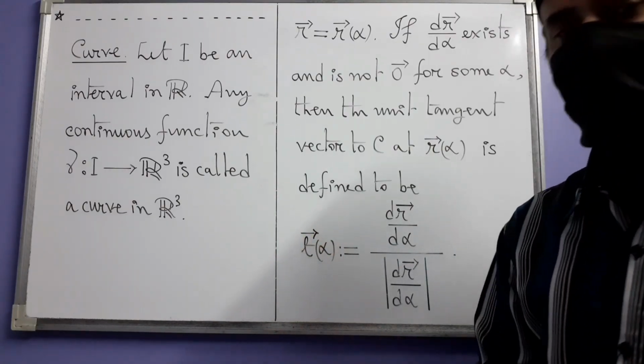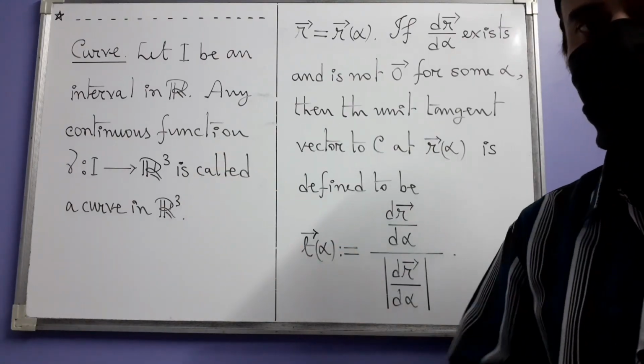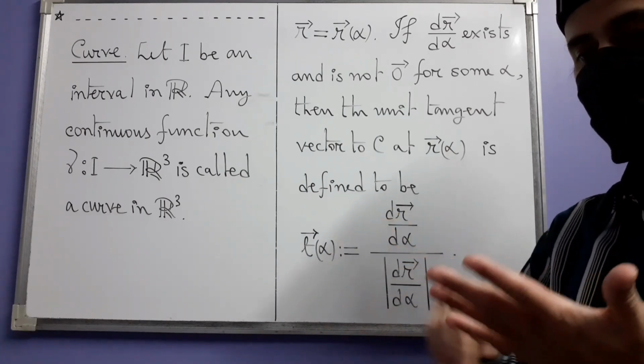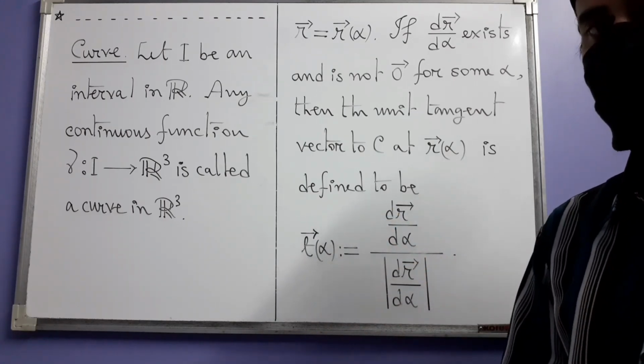It looks strange, no? Gamma is a function. How can a function be a curve? A function is a function, whereas a curve is a geometric shape. Let me explain.